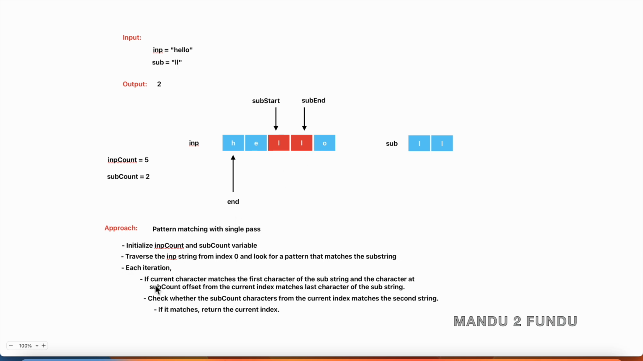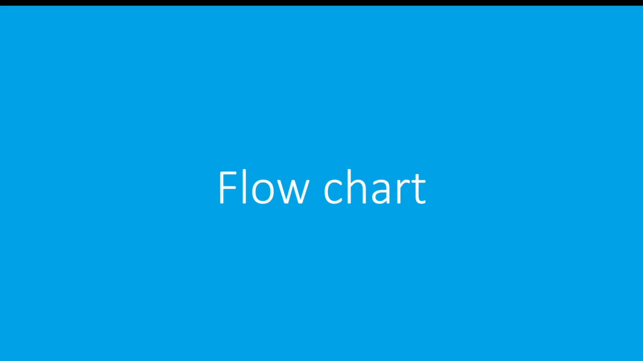In each iteration, we check whether the current character matches the first character of the substring, and then whether the character at subcount offset from the current index matches the last character of the substring. In that case, we check whether that particular range forms a string equal to the substring. In that case, we can return the current index. Let's look at the flowchart.